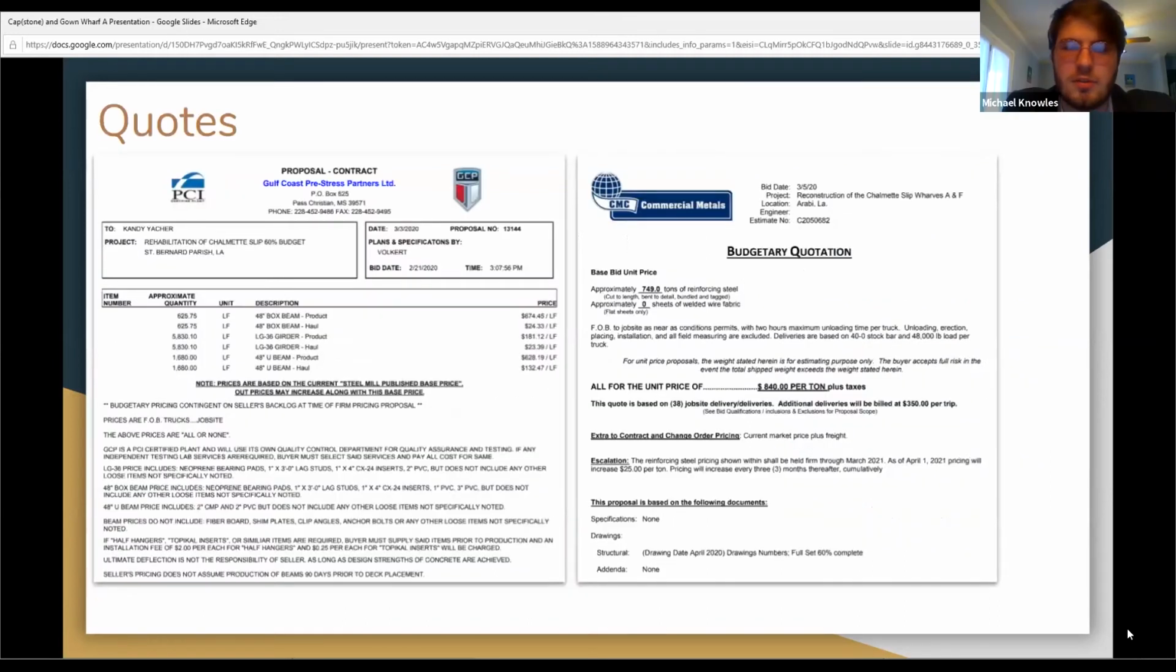Here we have some examples of the material codes that we were given. On the left, we can see the material code for the beams, the box beams, the U-beams, the LG36s. They also included a quote for how much it would take to haul them, which was very convenient, and that comes from Gulf Coast Pre-Stress Partners. On the right, we have CMC Commercial Metals. They gave us a quote for our reinforcing steel, the rebar. Also, if you could read that right there, it has a little price per trip.